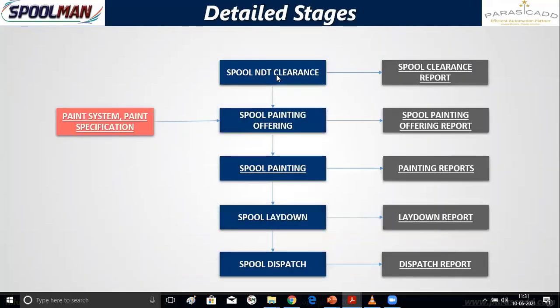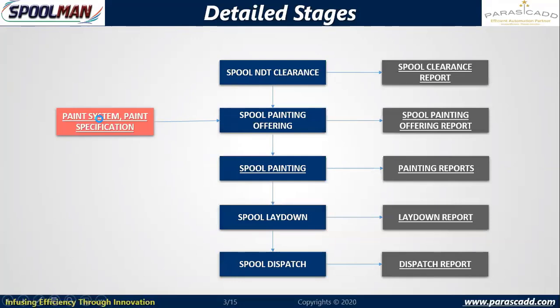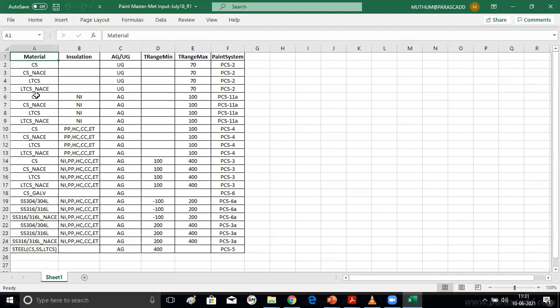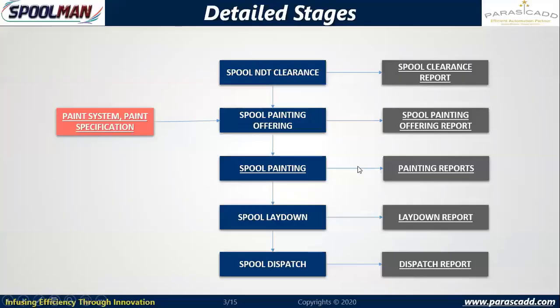Now then, NDT, spool clearance, paint system. So just go with the paint system. So these are all the paints. Paint system based on size range, thickness range, and temperature range, what paint system has to be used. For example, I have a paint system PCS2, and if paint system is PCS2, what should be my intermediate primer? All those relationships are also maintained here in detail.